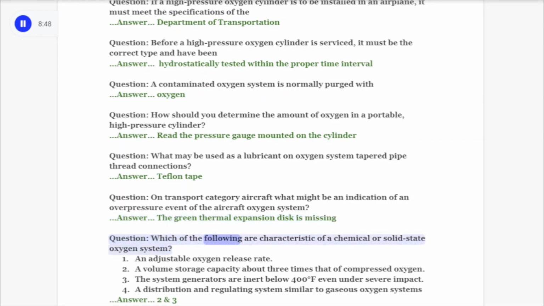Question: which of the following are characteristic of a chemical or solid-state oxygen system? 1. An adjustable oxygen release rate. 2. A volume storage capacity about 3 times that of compressed oxygen. 3. The system generators are inert below 400 degrees Fahrenheit even under severe impact. 4. A distribution and regulating system similar to gaseous oxygen systems. Answer: 2 and 3.